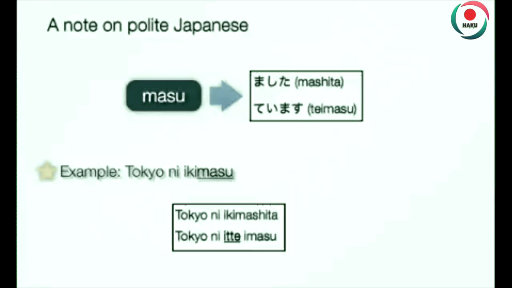Okay? For the present tense, like I mentioned earlier, you want to change that verb, which is ikimasu, to the te form, itte, and then add imasu. So the present tense would be Tokyo ni itte imasu, like you're on the train and you're heading to Tokyo. I'm currently going to Tokyo. Tokyo ni itte imasu. So that concludes Module 5.